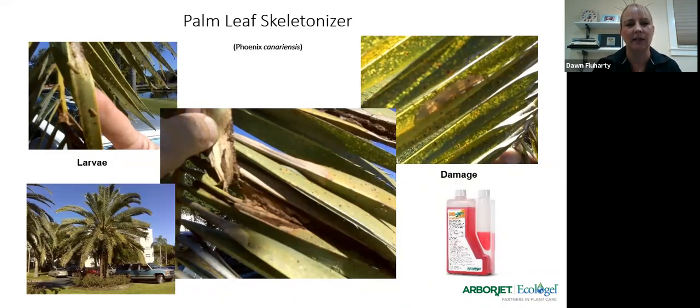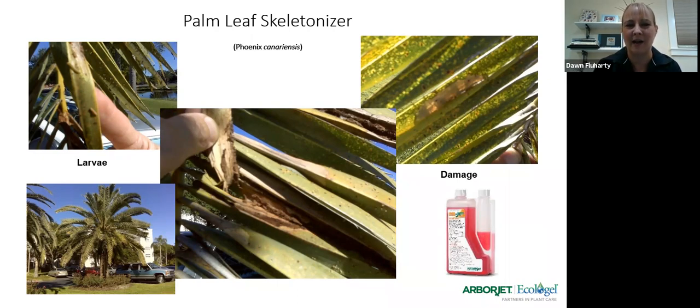Okay, so this one's a little less scary. This is just the palm leaf skeletonizer. It doesn't normally kill the palms, but with our palms already being stressed from either not being native or from some disease like, say, Fusarium, we can see this being the last nail in the coffin for these.